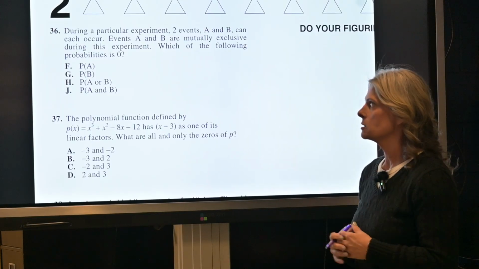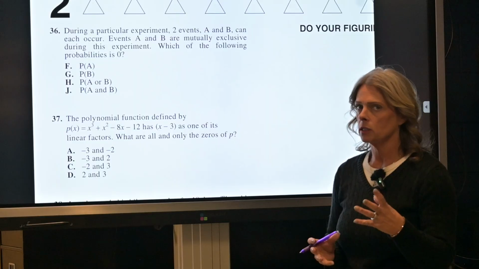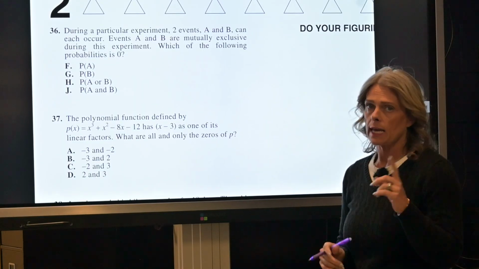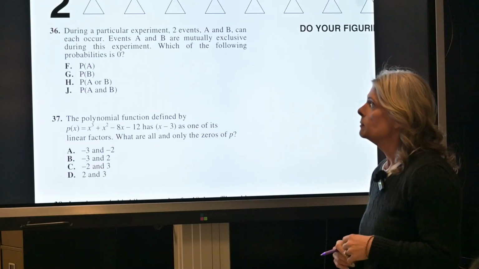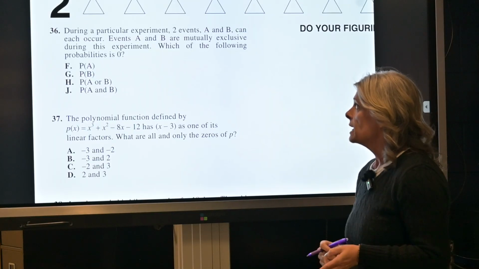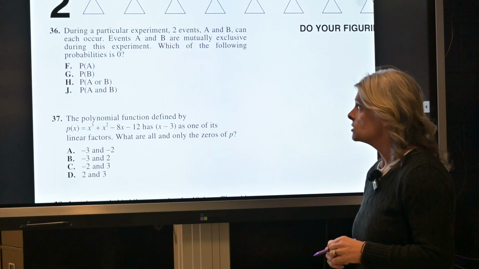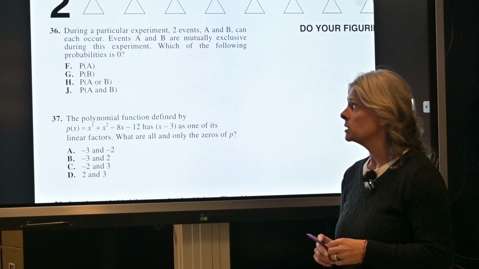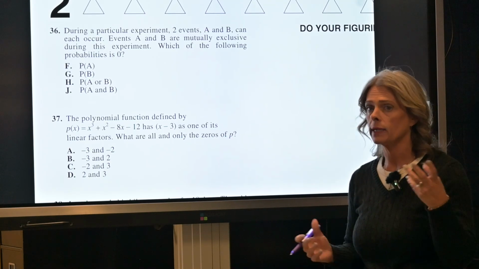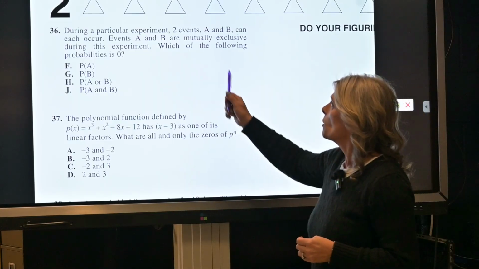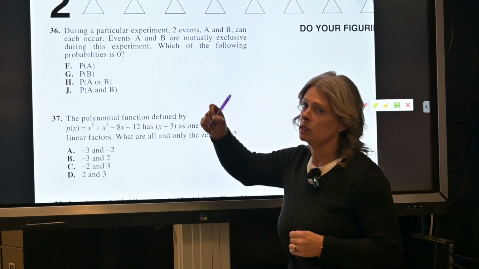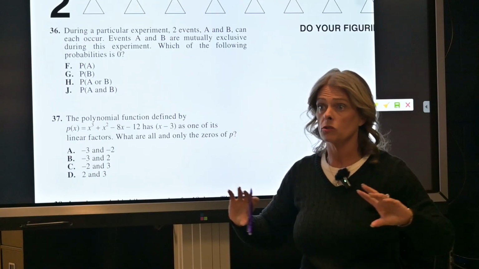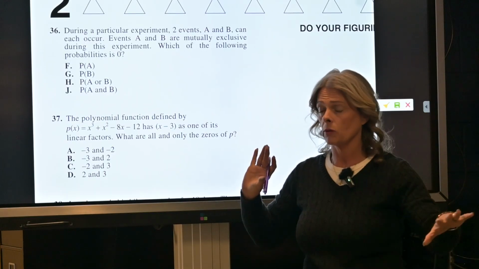So number 36, this is a probability question. It says during a particular experiment, 2 events A and B can each occur. Events A and B are mutually exclusive during this experiment. Which of the following probabilities is 0? That means which one can't happen, okay? Mutually exclusive means that they do not ever happen together. They happen independently, okay?